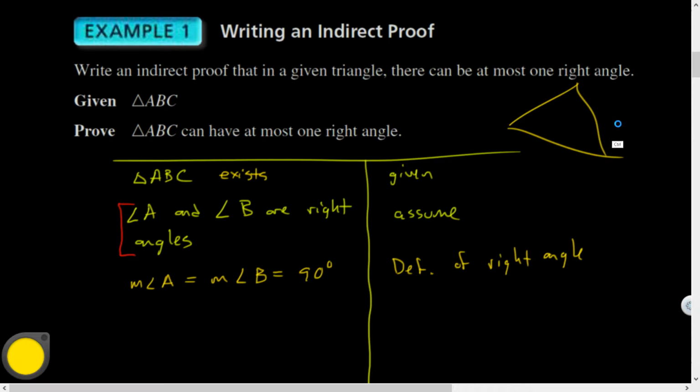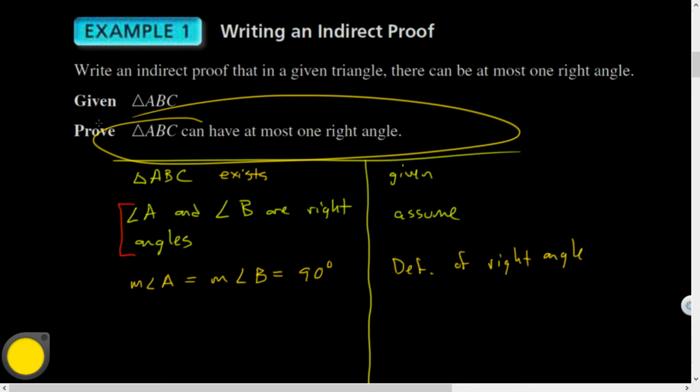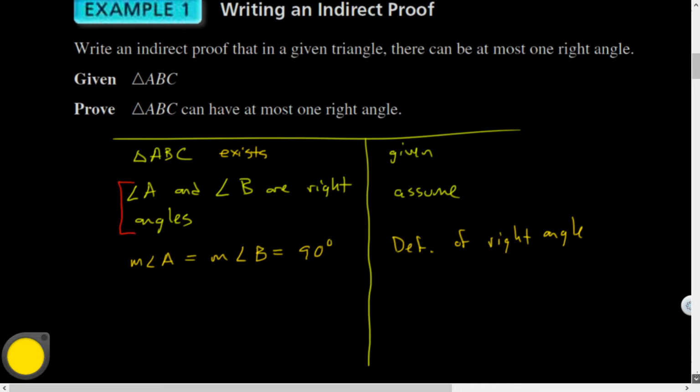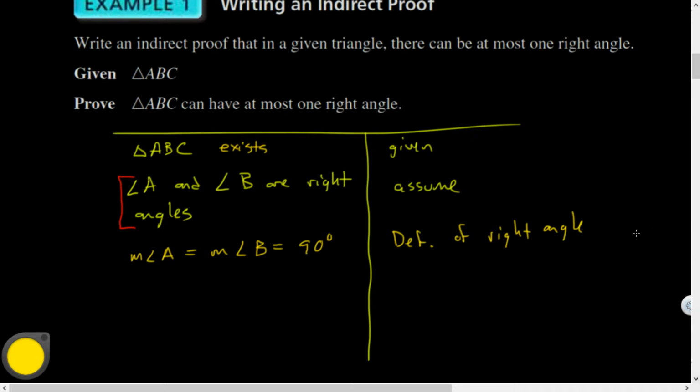So what is our end goal? My goal is to prove that triangles have at most one right angle. So what I'm doing is pretending the opposite of this for a minute, just for a minute. So let's say it has more than one right angle. Let's assume the opposite of what I'm trying to prove. It's not going to be possible, and that's what I hope to show.